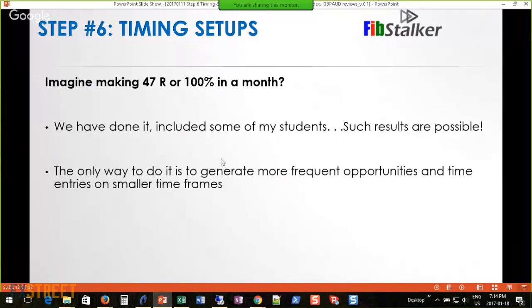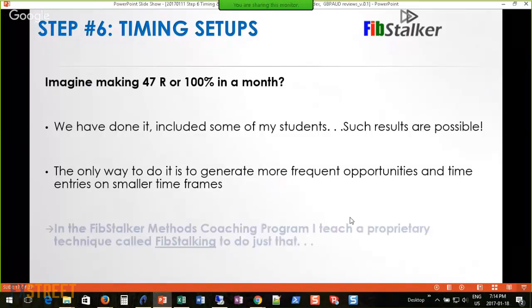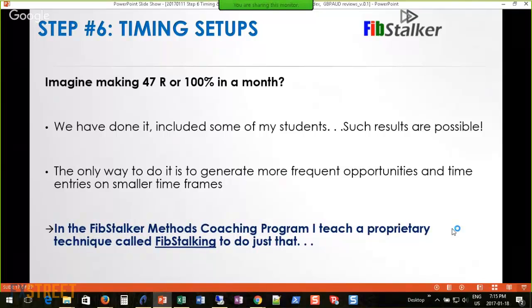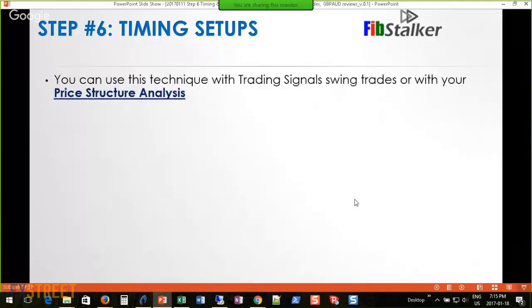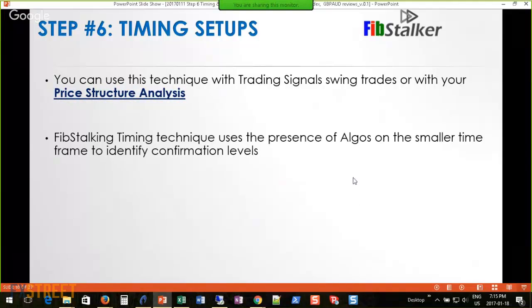Such results are definitely possible, and I'm going to show you today how it is possible to reach these results. The only way to reach them is to generate more frequent opportunities and time those entries on smaller timeframes. Later on, if you stay with me in the analysis of the market, I'm going to show you some examples of timing on the larger time frames, but the same concept applies to the smaller time frames. In my FibStalker Methods coaching program, I teach a proprietary technique called FibStalking to time entries. I'm going to explain very briefly how that works in a moment.